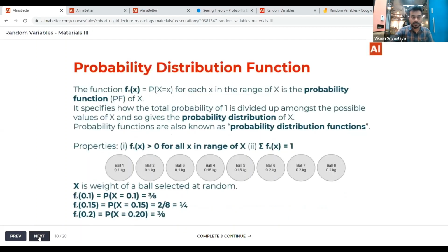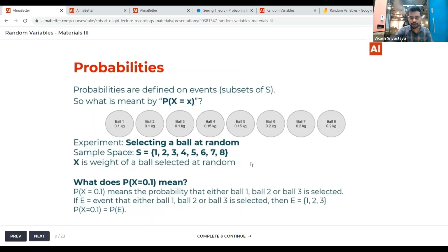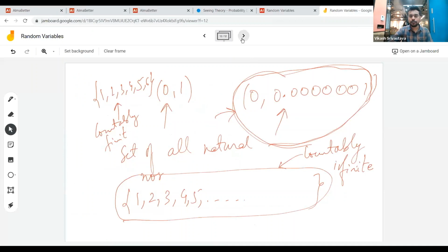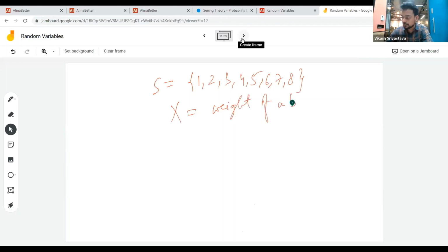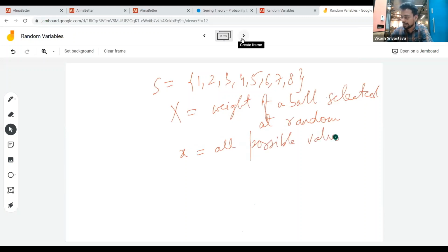I'll try to include a few more examples here. Your sample space is all these 8 balls, 1, 2, 3, 4, 5, 6, 7, 8. Your capital X is essentially the weight of a ball selected at random, and small x is all possible values which capital X can take. So you should be pretty clear with these terminologies.